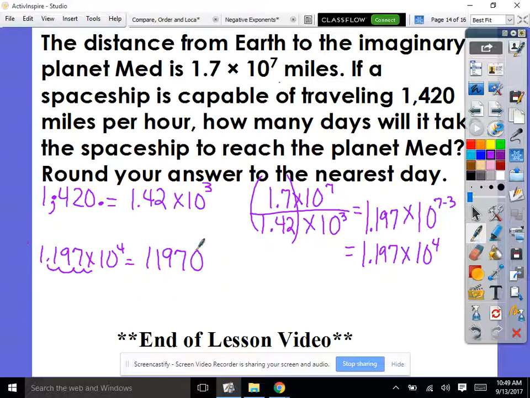But it really wants us to tell to the nearest day. So we're going to have to divide by how many hours in a day? 24. So we're also going to do this. 11,970 divided by 24 equals 498.75. But this says round your answer to the nearest day, which means 499 days.